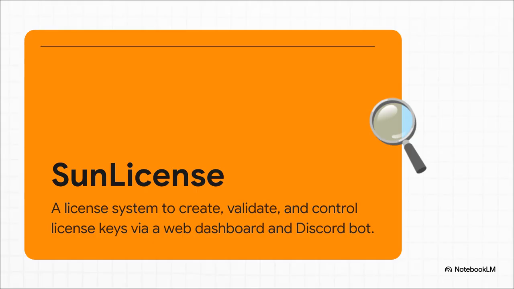So what is it? Well, in a nutshell, think of Sun License as your all-in-one mission control for licensing. It's a system that lets you handle everything, creating keys, checking if they're valid, and basically controlling who uses your software, all from a web dashboard and even a Discord bot.